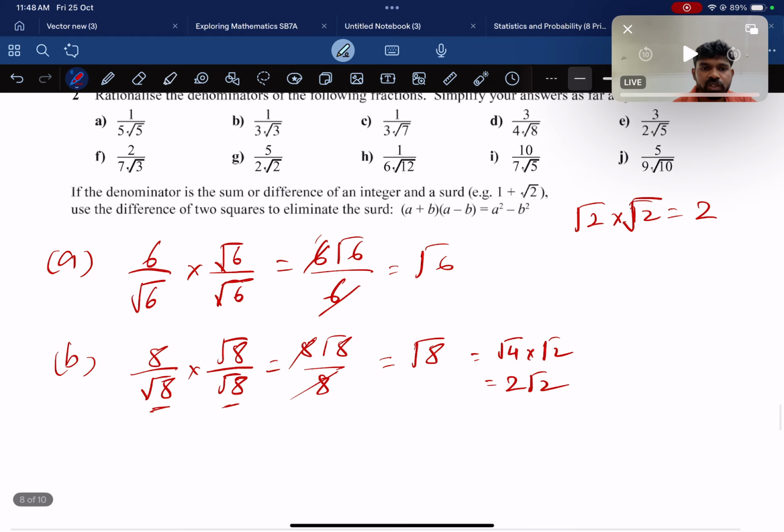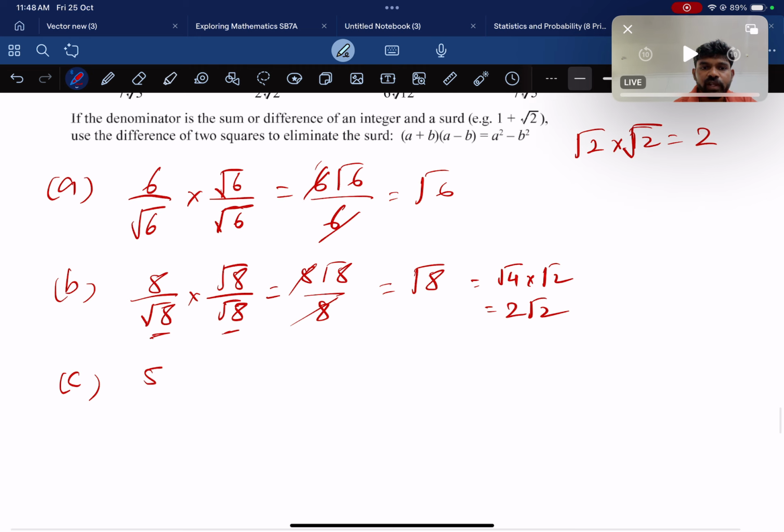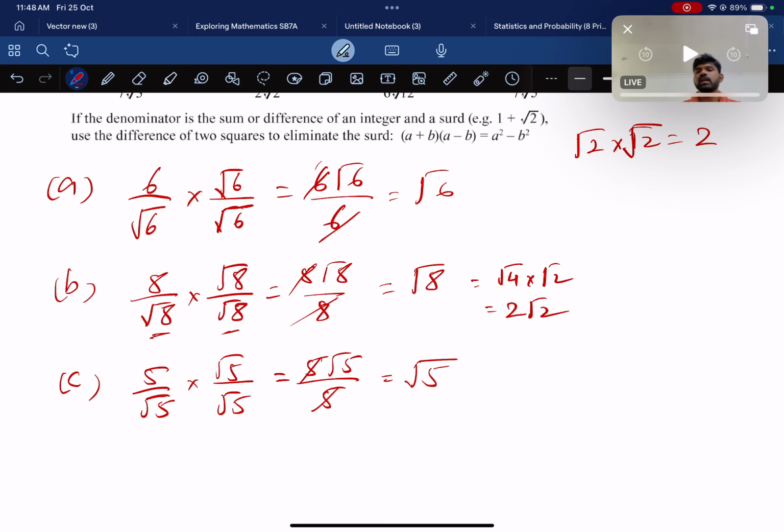Let's do one more question from these, that is 5 by root 5. You know that the only way of simplifying it is just multiplying the same surd in the numerator as well as the denominator. Actually we are multiplying in the denominator, but we have to multiply in the numerator so that the equation remains balanced. So we can write it as 5 root of 5 divided by 5, and 5 gets cancelled. We got root of 5 as a final answer.